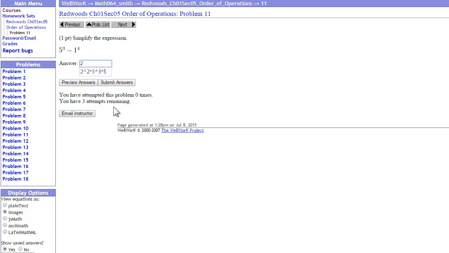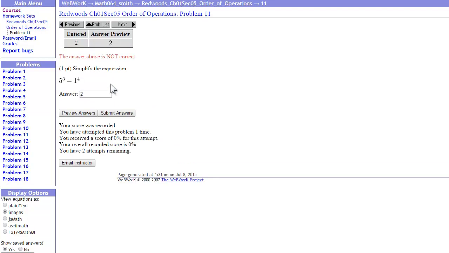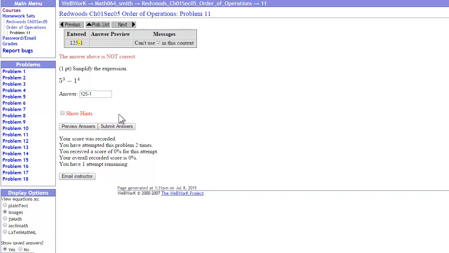It's not. So I'm going to submit that answer. Not correct. I'm going to try 5 to the 3rd is 125 minus 1 to the 4th is 1. I'm going to try that answer.